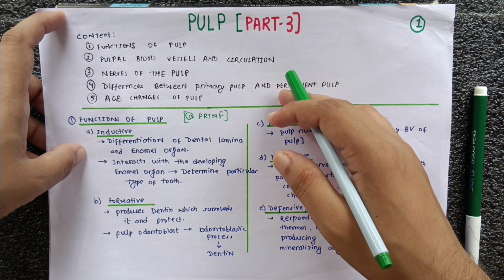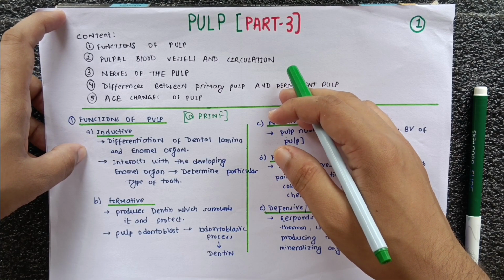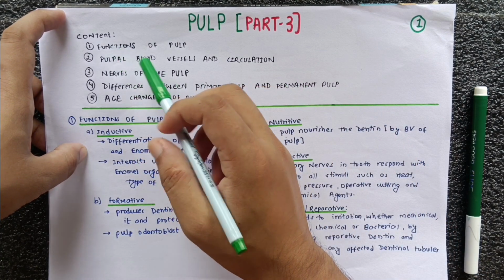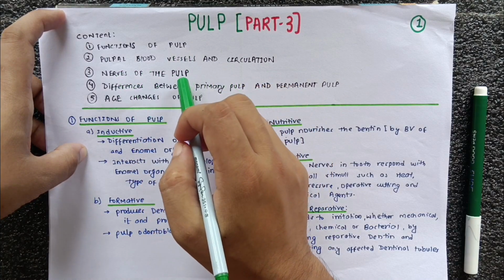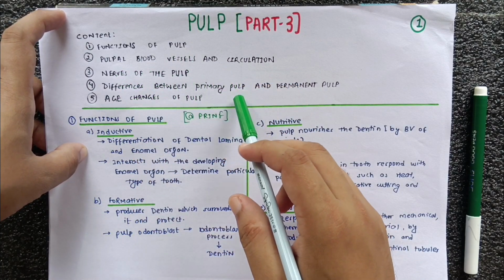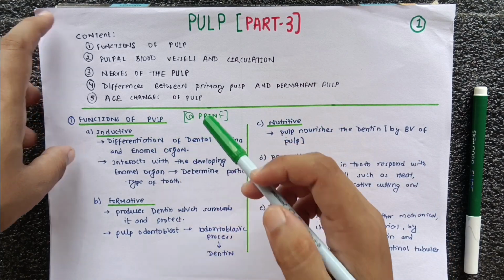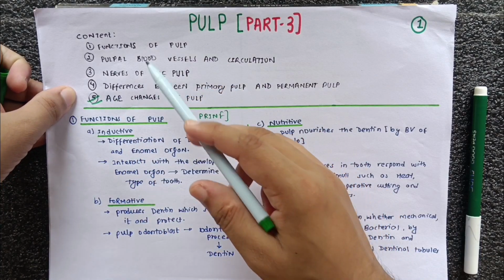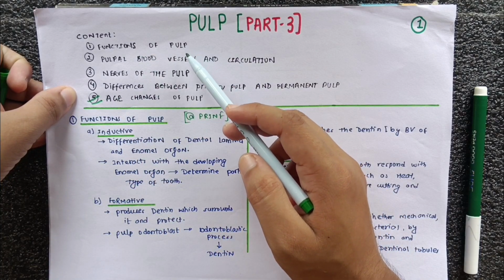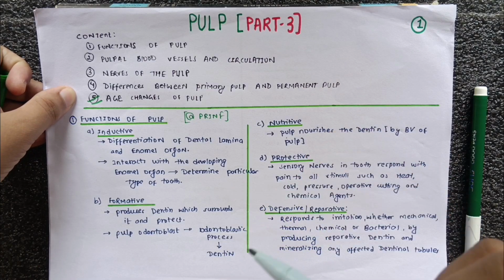So this is our part 3 video of the pulp and this is our last video of the pulp. In this video we will be discussing the functions of the pulp, pulpal blood vessels and circulation, nerves of the pulp, the difference between the primary pulp and the permanent pulp, and the age changes of the pulp. This age change of the pulp is one of the most important topics of today's video. Also, the functions of the pulp is one of the important topics that is asked in theory exams.